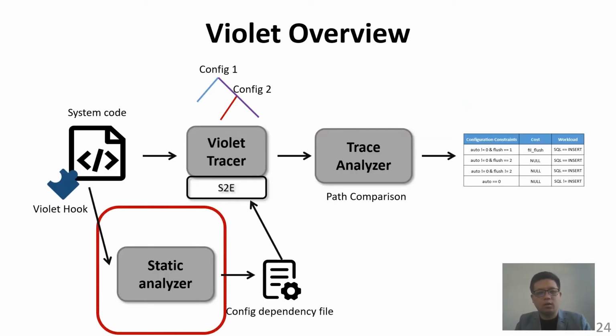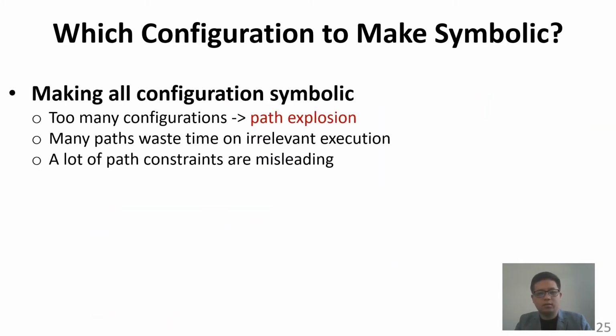Then I will talk about static analysis. With symbolic hooks, the next question we ask is which configuration we want to make symbolic. The straightforward way is to make all the configurations symbolic. However, it would cause path explosion since there are too many configurations, and it would waste time executing some costly operations that we are not interested in. Also, the output data might be misleading.